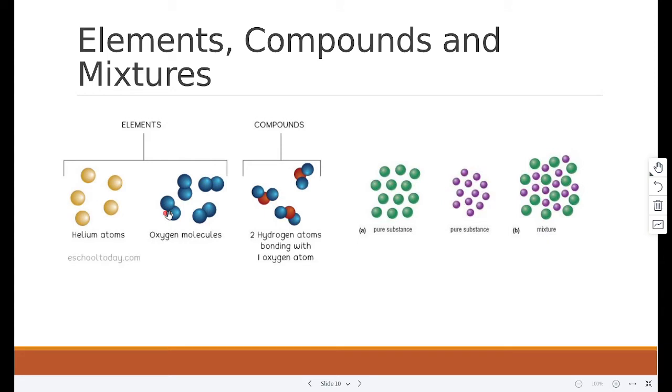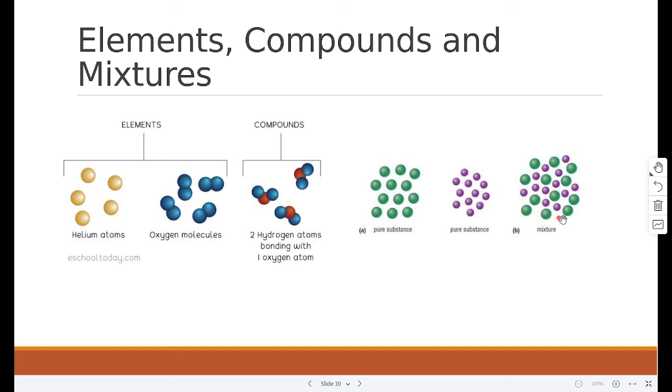Now, there is a limited number of elements, and all elements are found in the periodic table. So, a compound is a pure substance made up of two or more elements chemically combined. So, hydrogen and oxygen are chemically combined. Now, there is an unlimited number of compounds. Compounds cannot be separated into their elements by physical means.